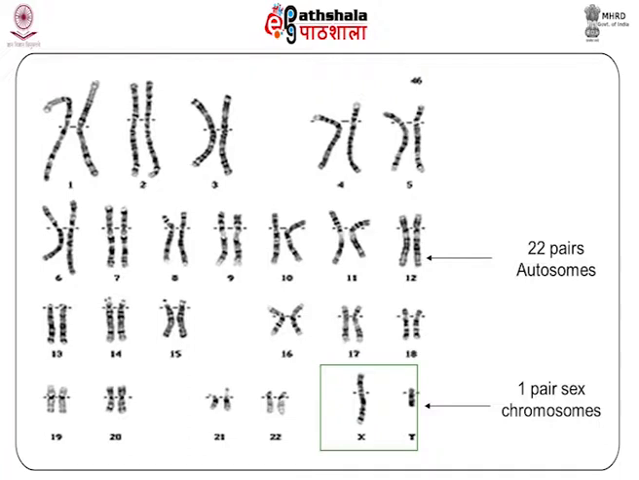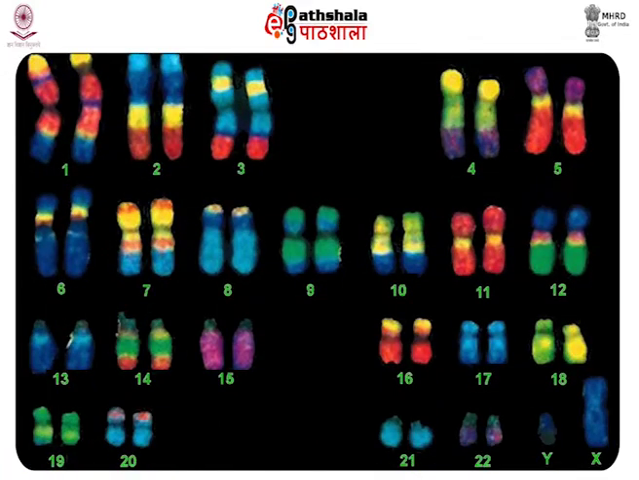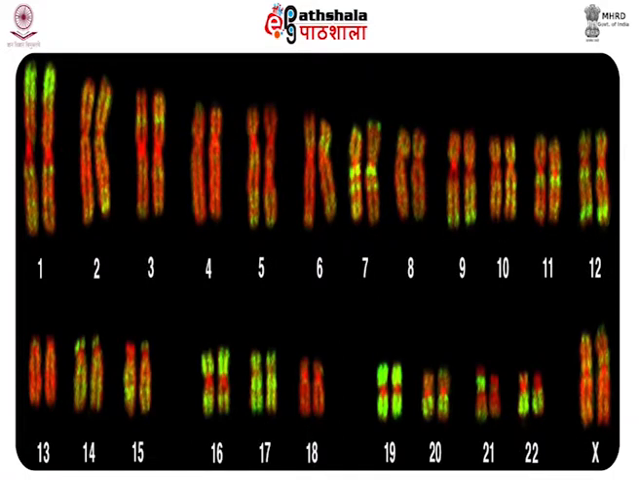A human cell contains 23 pairs of chromosomes, that is, a total of 46 chromosomes. Out of these 23 pairs, 22 pairs are called autosomes, while one pair of chromosomes is called the sex chromosomes, that is, X and Y. Males contain an X and a Y chromosome, while on the other hand, the females have XX chromosomes.